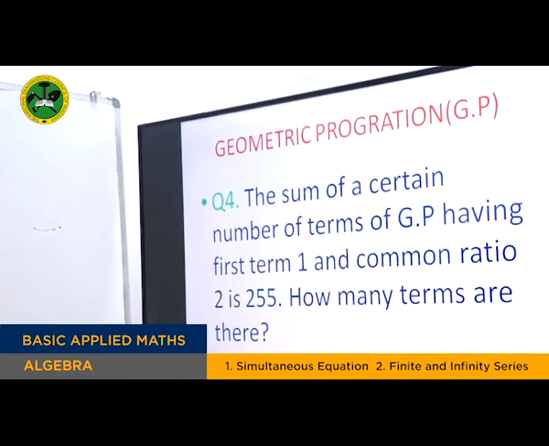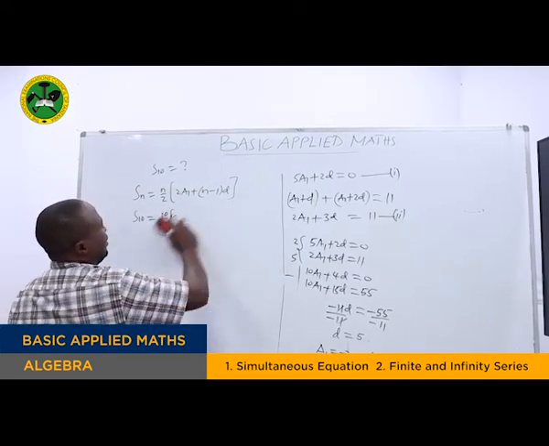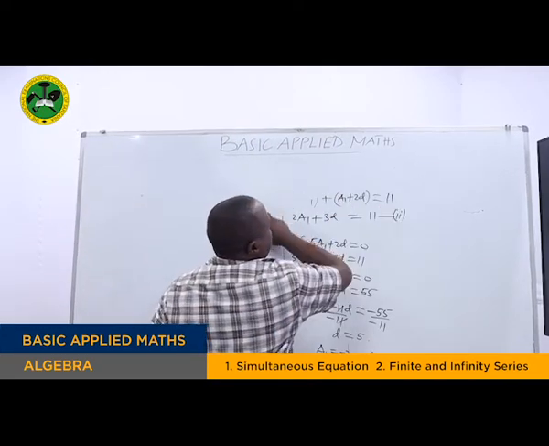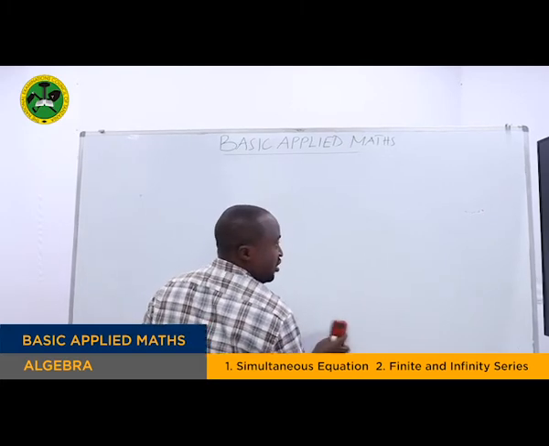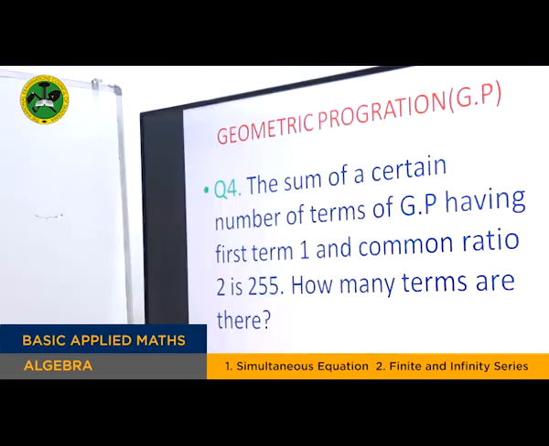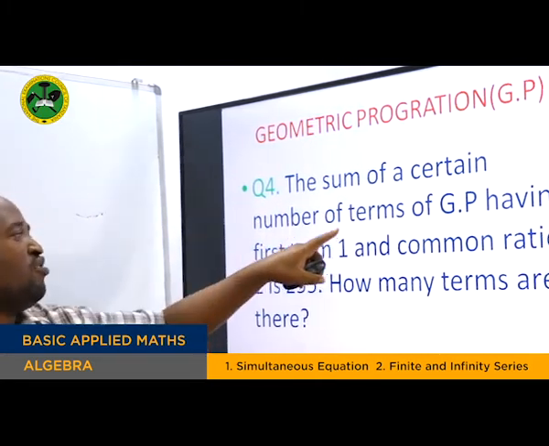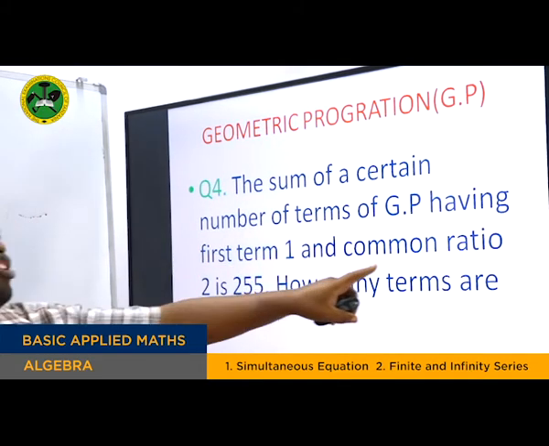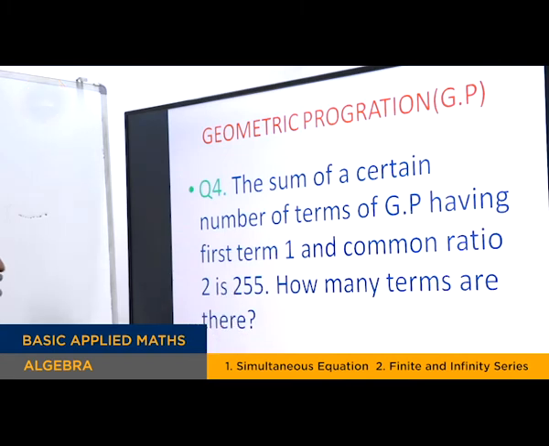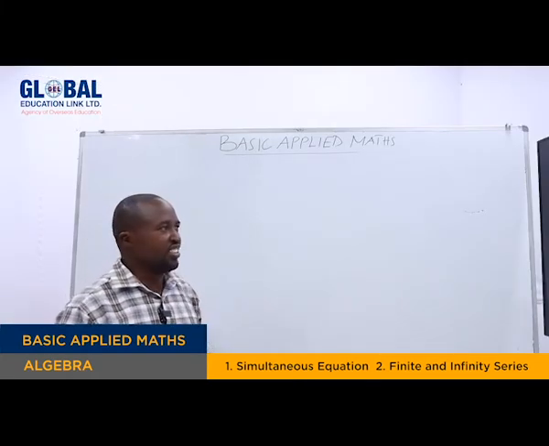Now, what about geometric progression? We have another review question for geometric progression. The question says, the sum of a certain number of terms of a GP having first term 1 and common ratio 2 is 255. How many terms are there? That is our question. Remember, that is a geometric progression.